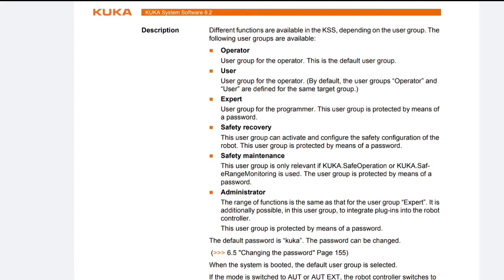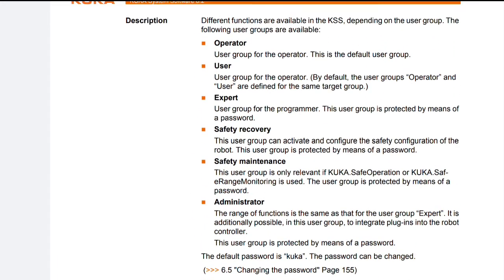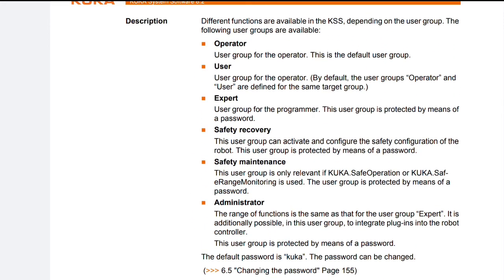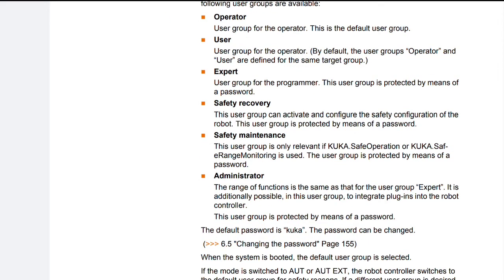Description: different functions are available in the KSS depending on the user group. The following user groups are available. Operator: user group for the operator. This is the default user group. By default, the user groups operator and user are defined for the same target group. Expert: user group for the programmer. This user group is protected by means of a password.